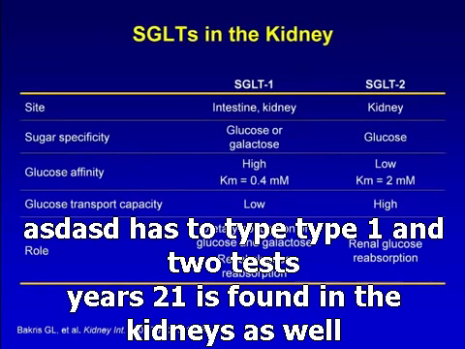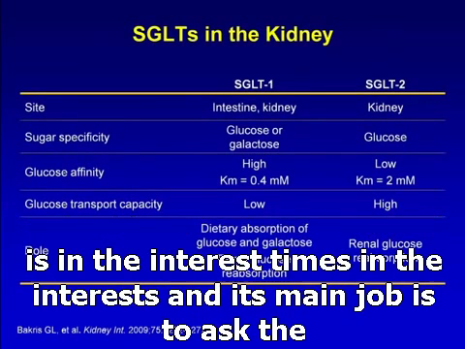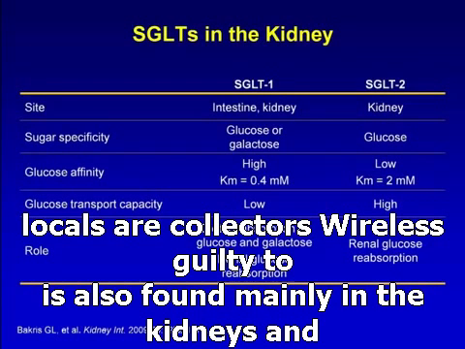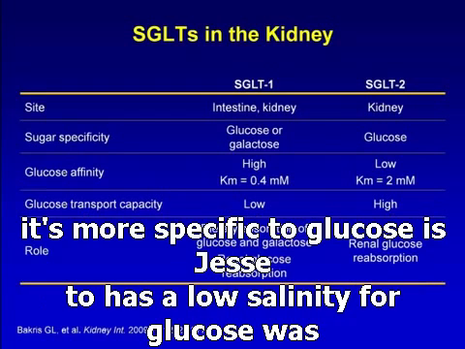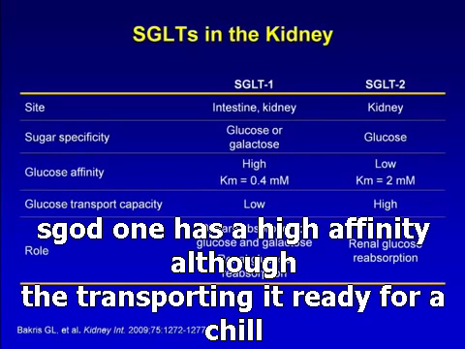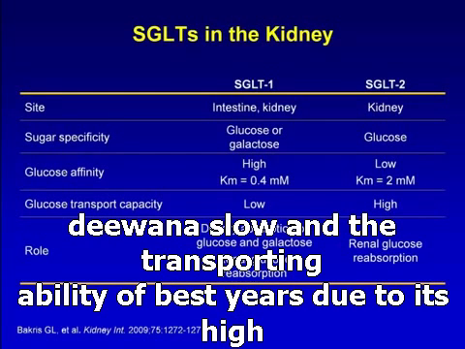SGLT1 is found in the kidneys as well as in the intestines. In the intestine, its main job is to actually absorb glucose or galactose, while SGLT2 is also found mainly in the kidneys, and it's more specific to glucose. SGLT2 has a low affinity for glucose, whereas the SGLT1 has a high affinity. Although the transporting ability for SGLT1 is low and the transporting ability of SGLT2 is high.